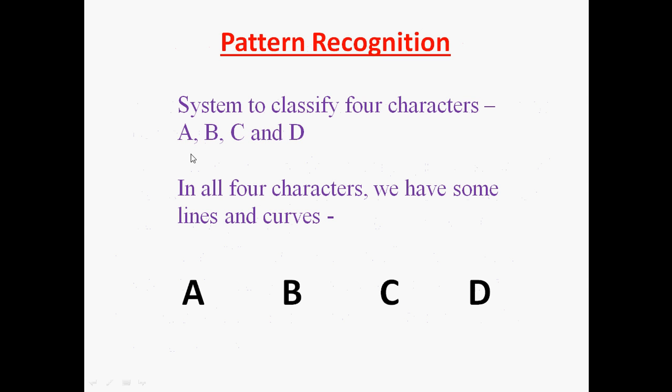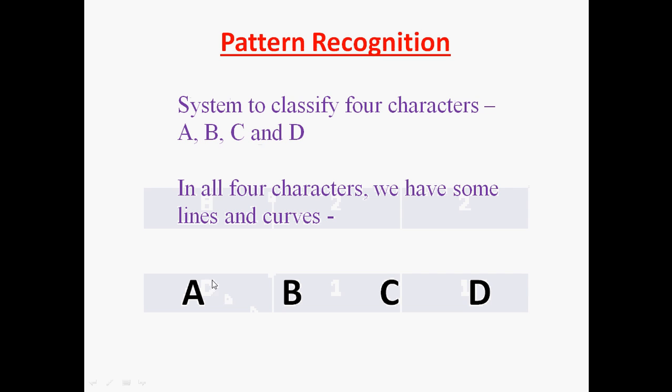Here I am talking about a simple classifier, and this classifier is able to classify these four characters A, B, C, and D. In these four characters, we have some lines and curves. For example, in A, we have 1, 2, 3, 4, and 5 lines, and in B, we have 2 line segments and 2 curve segments, and similarly in C, we have 1 curve segment and 0 line segments, and in D, we have 1 line segment and 1 curve segment.